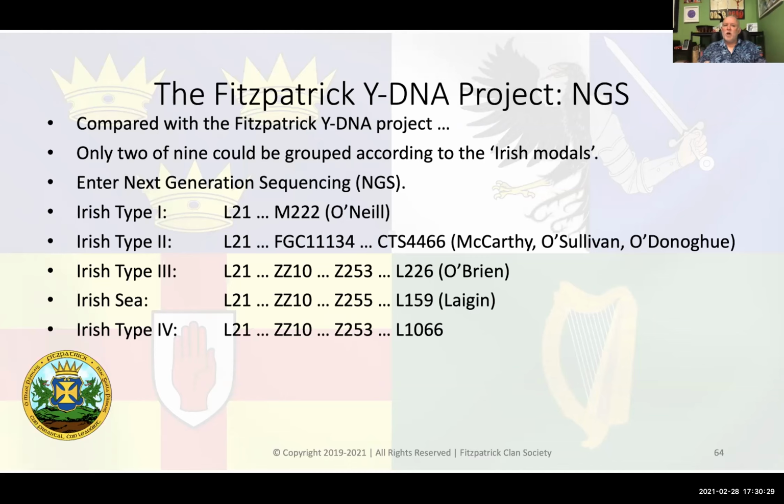So for example, now we know that the Irish type 1 that was referred to is identified with a SNP called M222. We know that Irish type 2 is identified by CTS4466. Irish type 3, which is associated with the descendants of Brian Boru, and Conor O'Brien, Baron Inchiquin, carries this mutation L226. The Irish C, we know, is associated with a SNP called L159, etc. What I'm saying is we've gotten very good at identifying groups of men, the clans they're associated with, and their location in Ireland, with particular genetic markers.